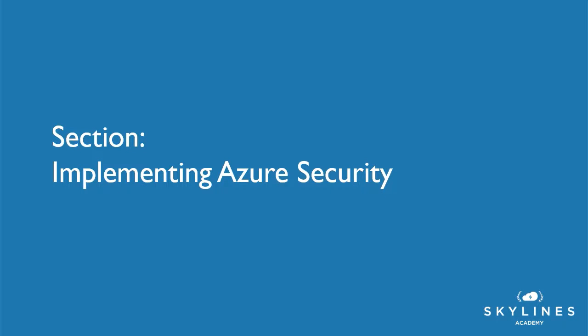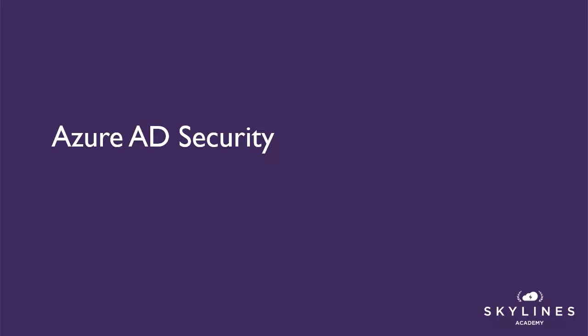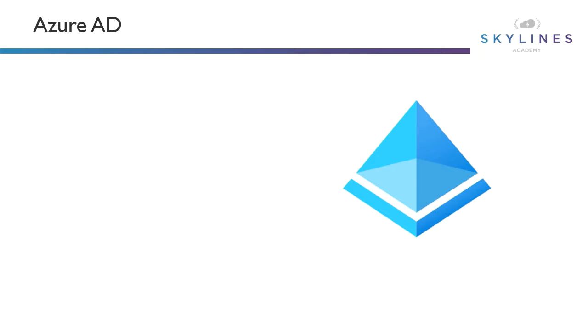In this section, we're going to discuss how identity is managed in Azure with regards to applications. To start off with, we're going to learn about what Azure AD is and how permissions are managed. Azure AD is Microsoft's cloud version of Active Directory.